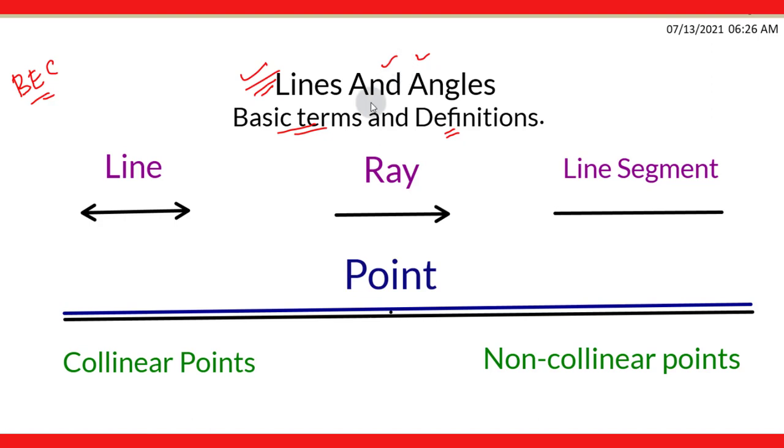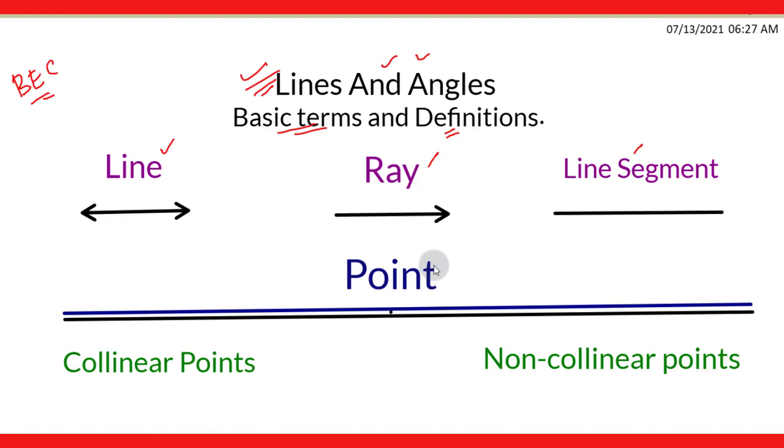So friends, here the most basic terms and definitions that you have studied right from the 6th standard, first one is a line. I am not going into detail because I know you know everything about these basic terms, but I am just revising it. So a line has no endpoints, that you have studied. Then ray is what? It has one end point, and a line segment has two end points.